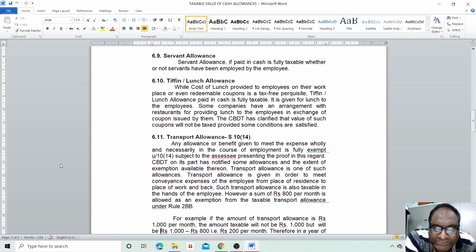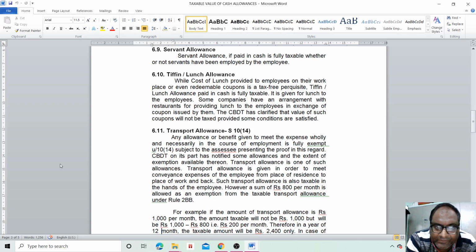Cost of lunch provided to employees at their workplace, or even redeemable coupons, is a tax-free perquisite. Tiffin or lunch allowance paid in cash is fully taxable. It is given for lunch to the employees. Some companies have an arrangement with a restaurant for providing lunch to the employees in exchange for coupons issued by them. The CBDT has clarified that the value of such coupons will not be taxed provided some conditions are satisfied.